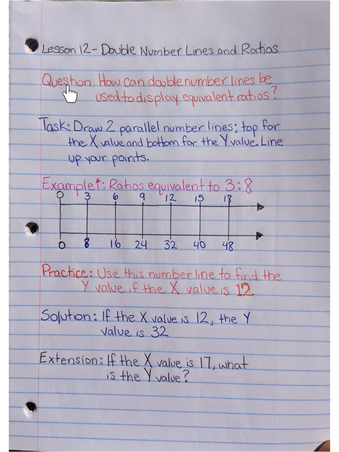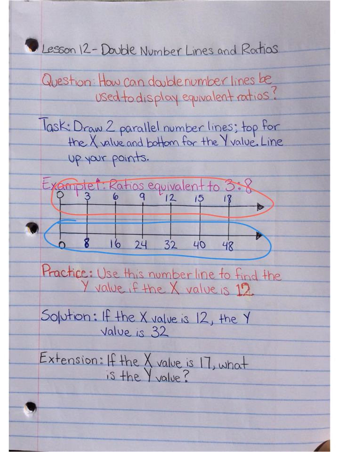We moved into ratio tables, and now we are looking at double number lines. Okay? In order to answer this question, we need to perform a task. When drawing a double number line, all we do is draw two parallel number lines. Here's line number 1 and line number 2. Line them up above each other. Then the top line is going to be used for our x value. So this red circled line is for the x value, and the bottom line is for the y value. So this blue circled line is for the y value.